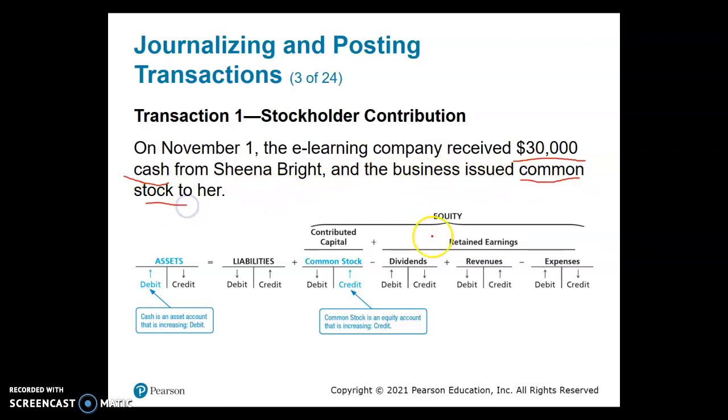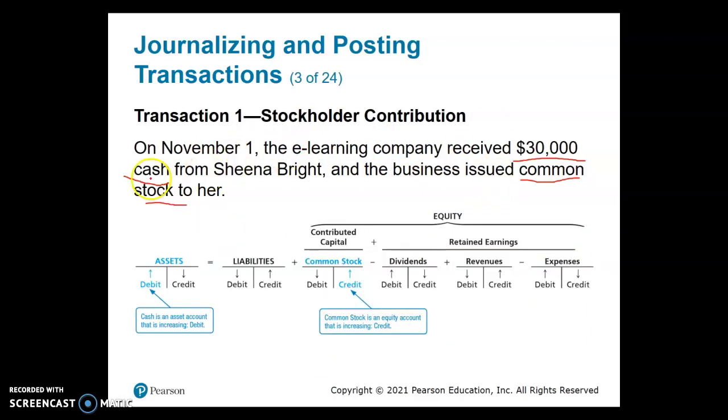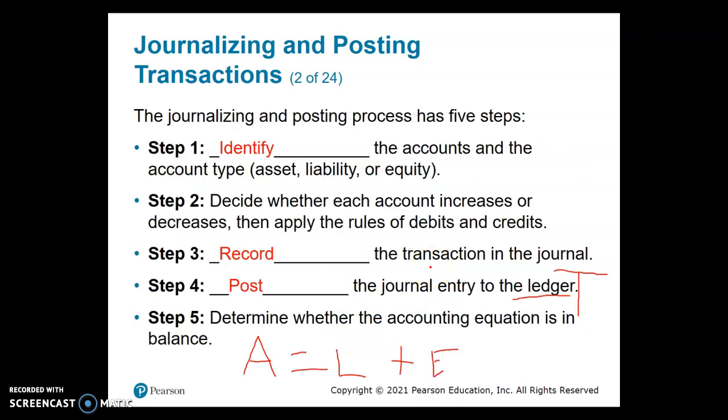So going back to the steps, identify the accounts and the account type. We have cash as an account, and we have common stock. Cash is an asset that is increasing, and common stock is an equity, and that is increasing, so that is a credit. So we've already done step 1, identify the accounts, cash and common stock. Number 2, both of those accounts are going up. Number 3, record the transaction in the journal. Let's do that.